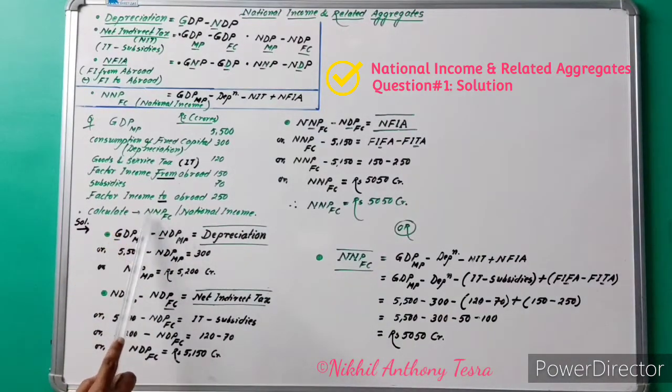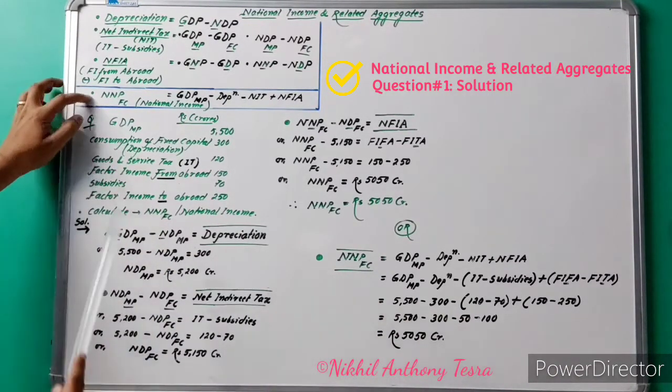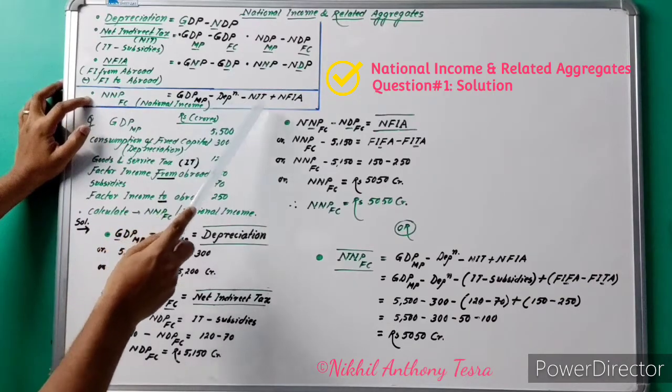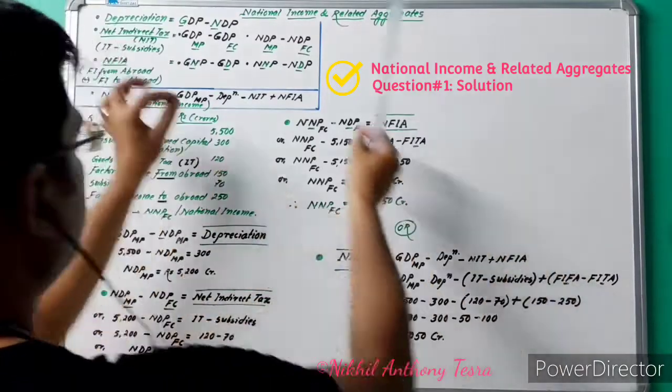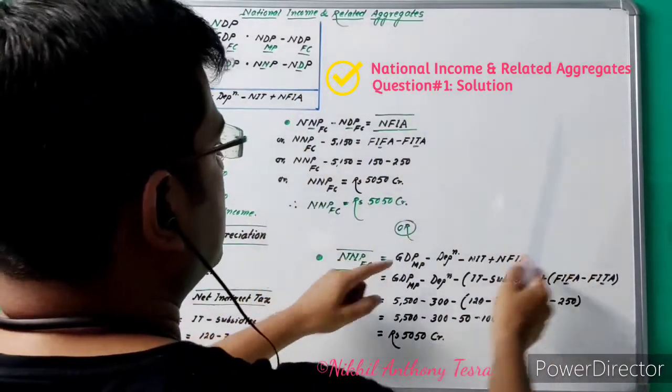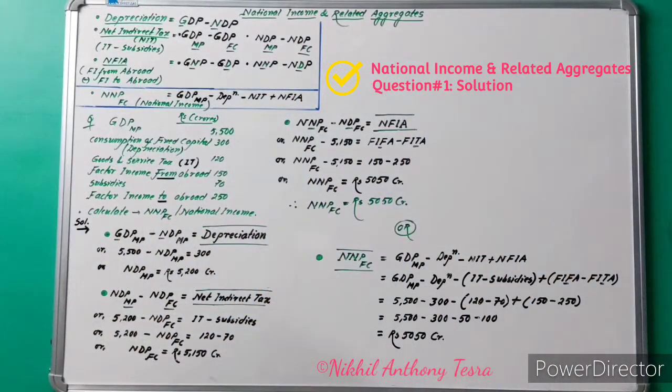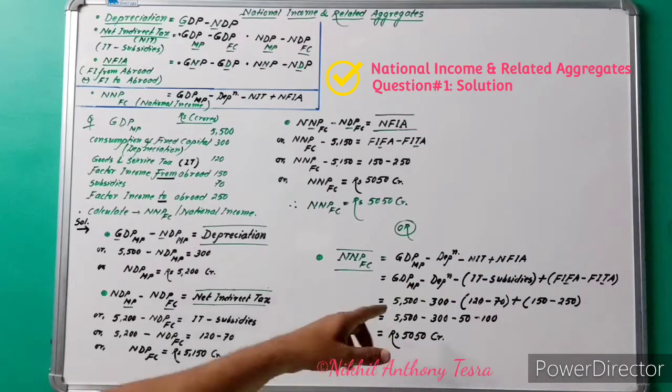The question is asking for NNPFC, and we have another formula of NNPFC, which is GDPmp minus depreciation minus NIT plus NFI. So I have calculated this one. You just copy this one and paste it in place of NNPFC. So NNPFC is GDPmp minus depreciation minus NIT plus NFI.